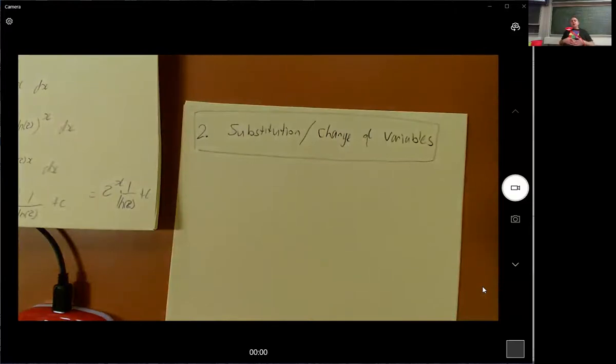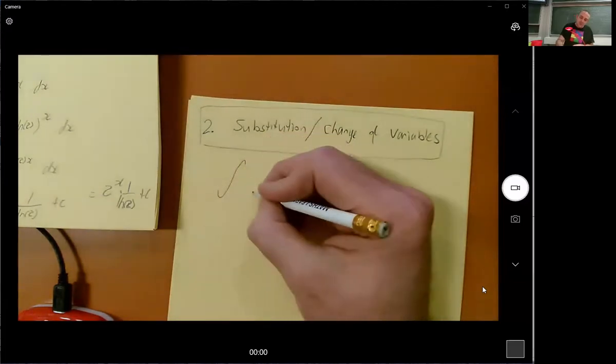Change of variables is designed to undo the chain rule properly. We've got a cheats version that works if the derivative of the inside is a constant. Just divide by that constant and it works. But if the derivative of the bit you're looking at isn't a constant, then you're stuffed. So I'm just going to do an example.